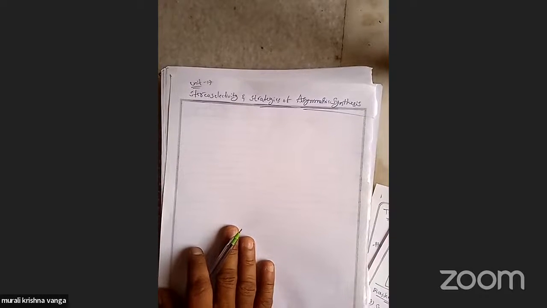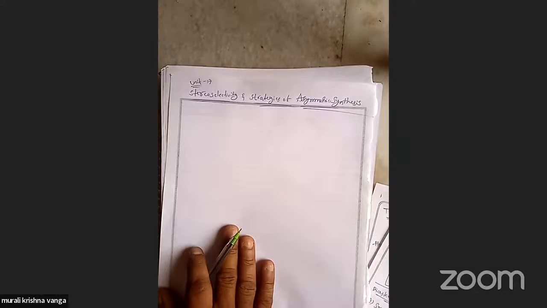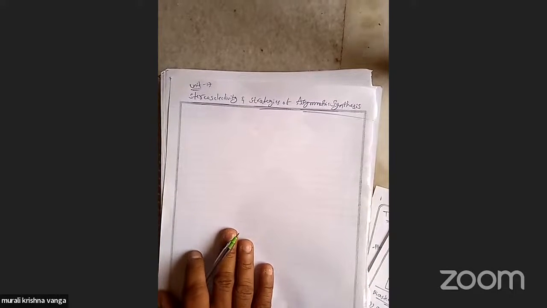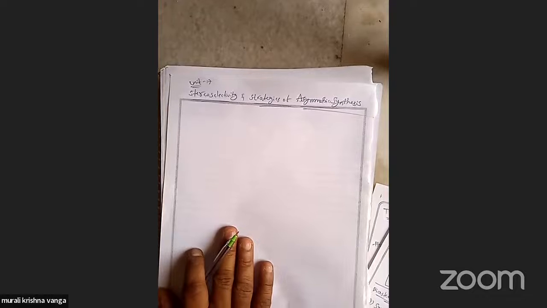Stereoselectivity and strategies of asymmetric synthesis. Very important. That is stereoselectivity. The complete unit depends upon stereoselectivity. There is enantiomer selectivity and diastereo selectivity, product selectivity and substrate selectivity. We will explain with brief examples.